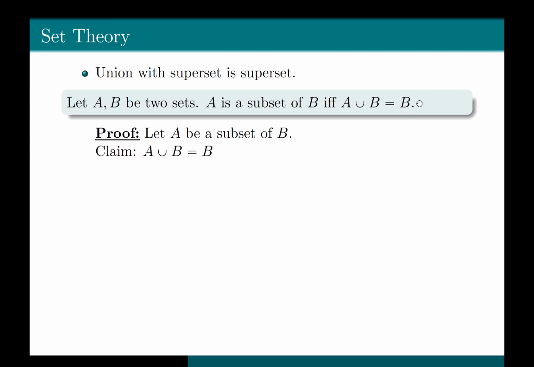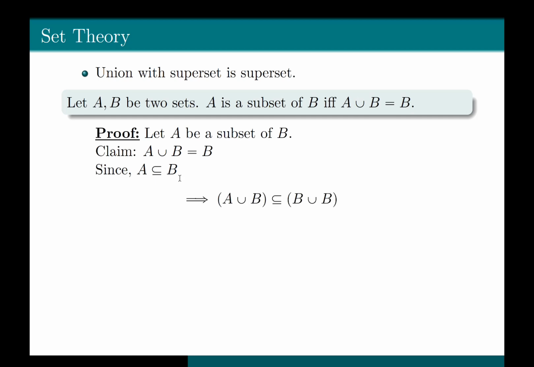Now, what are we trying to do? We are trying to prove that A union B is equal to B. Again, how do we prove this? We can prove this statement using the property I have stated before. Okay, so what do we have? We have that A is a subset of B.